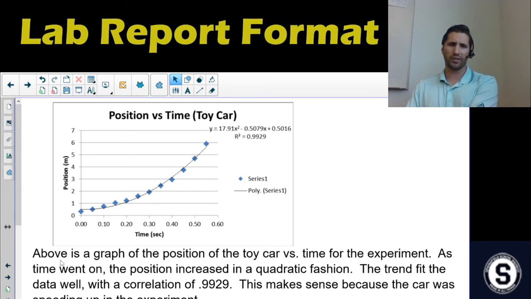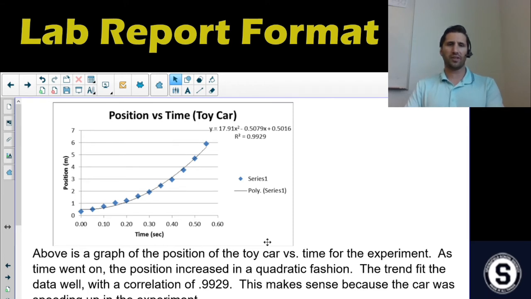Okay, and then here's the commentary. It says, above is a graph of the position of the toy car versus time for the experiment. So it's telling me what it is. As time went on, the position increased in a quadratic fashion. So what type of trend is it? That's what this talks about.